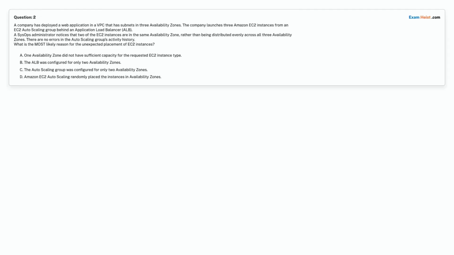Option A. One Availability Zone did not have sufficient capacity for the requested EC2 instance type. Option B. The ALB was configured for only 2 Availability Zones. Option C. The Auto Scaling group was configured for only 2 Availability Zones. Option D. Amazon EC2 Auto Scaling randomly placed the instances in Availability Zones. Choose the correct answer.